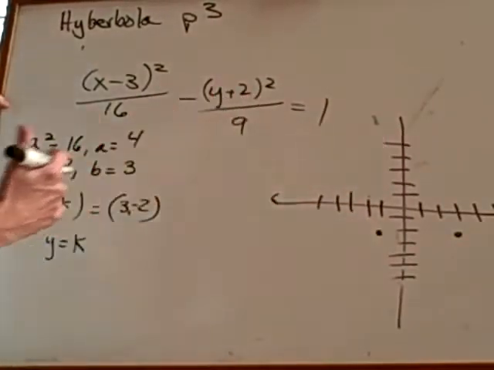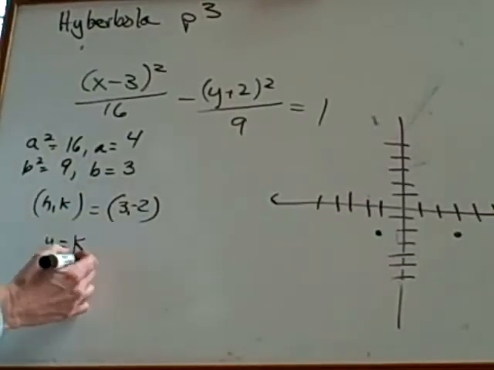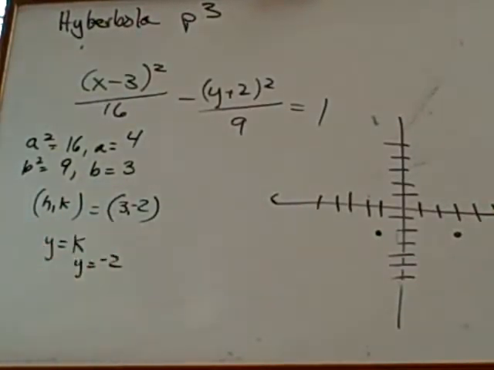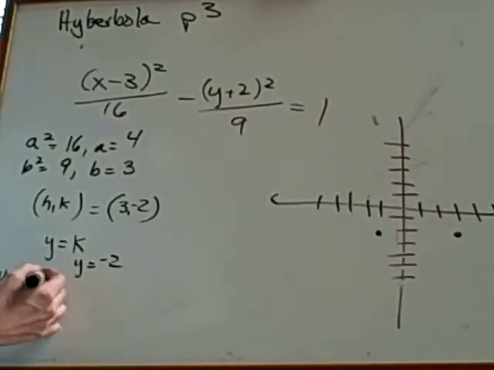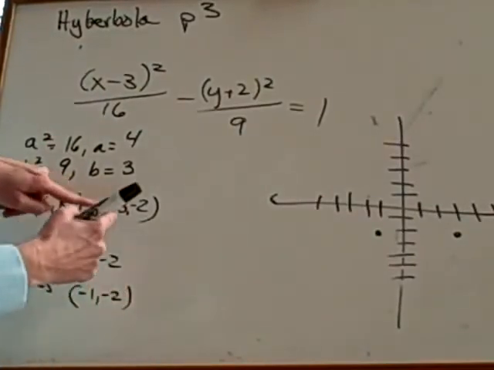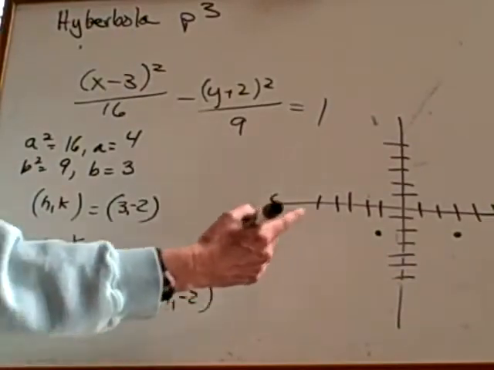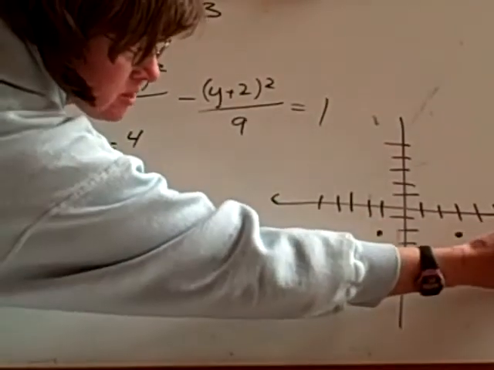I didn't move up or down, right? So my vertices actually lie on the line y equals negative 2. My center was at 3, negative 2, so the vertices are going to be at negative 1, negative 2, because I took away 4, and then 7, negative 2, because you added 4. Exactly. So these are the vertices.